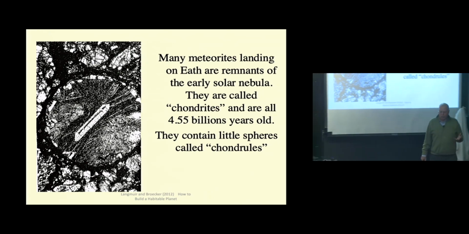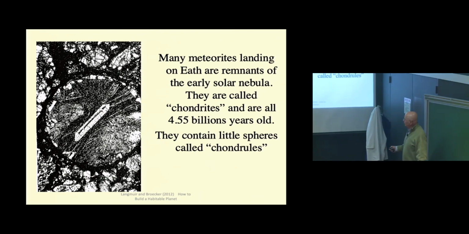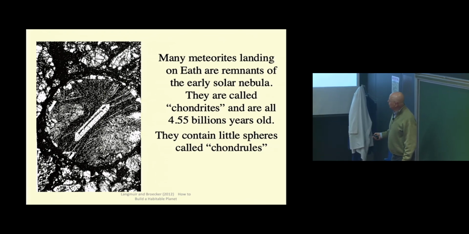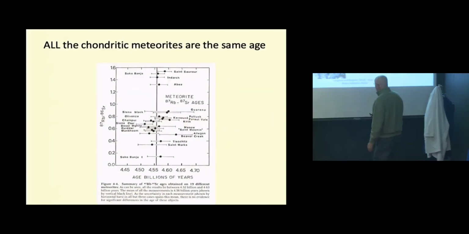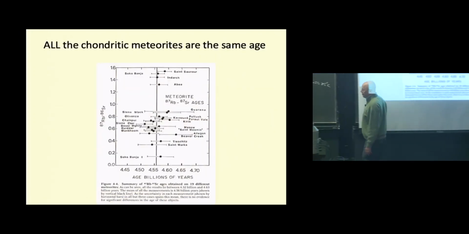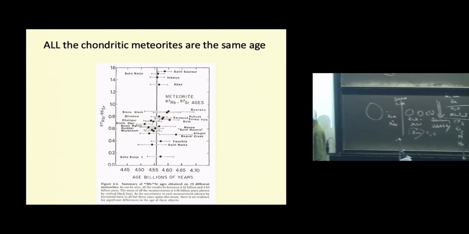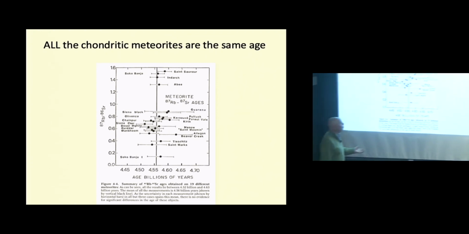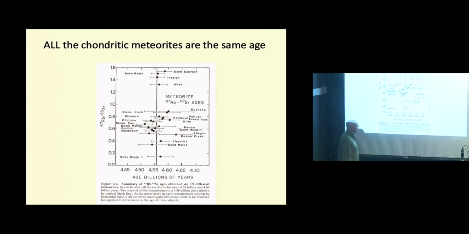The only way people think that these kinds of little round spheres of rock are made is as droplets in outer space. You can't make them on Earth's surface. Okay. So they come in, they're 4.55 billion years old. Here's a diagram showing 20 or so different chondrites, and they all have the same age. They all formed at the same time within error, 4.56 billion years.